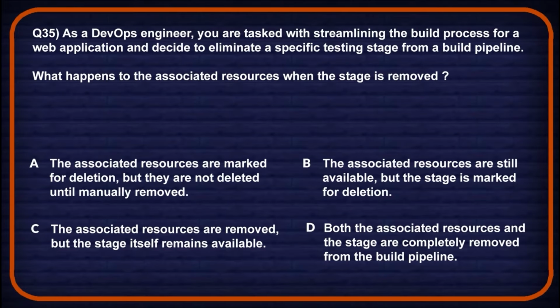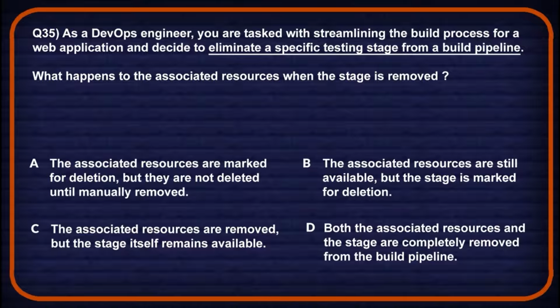Okay, let's look into question number 35. As a DevOps engineer, you are tasked with streamlining the build process of your web application and decide to eliminate a specific testing stage from a build pipeline. What happens to the associated resources when the stage is removed? Okay, let's look into the options.